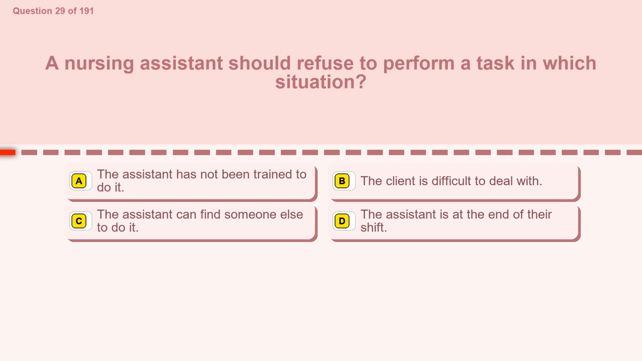Question 29. A nursing assistant should refuse to perform a task in which situation? Option A. The assistant has not been trained to do it. Option B. The client is difficult to deal with. Option C. The assistant can find someone else to do it. Option D. The assistant is at the end of their shift.